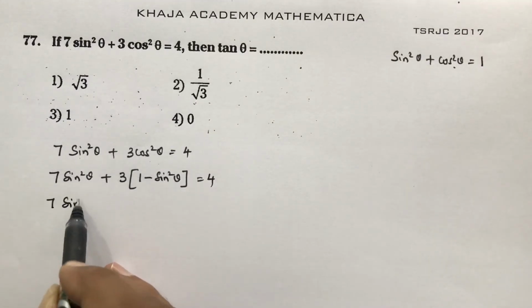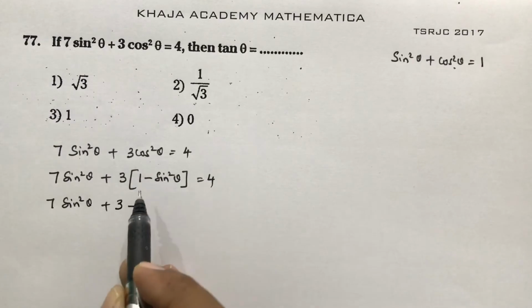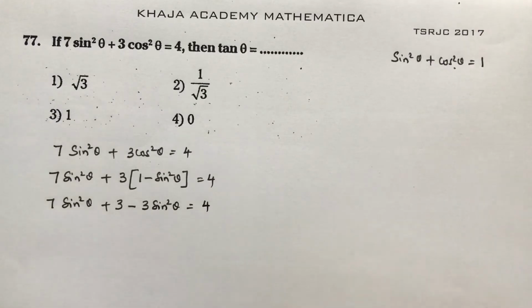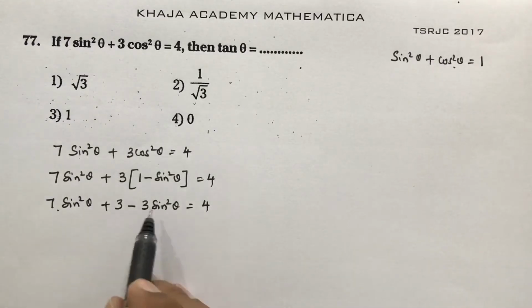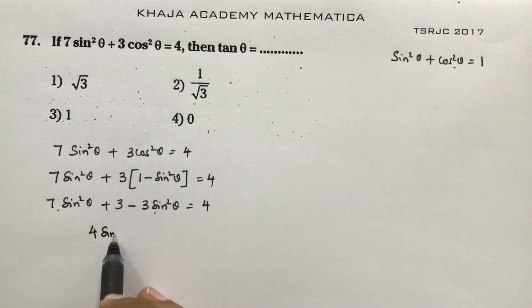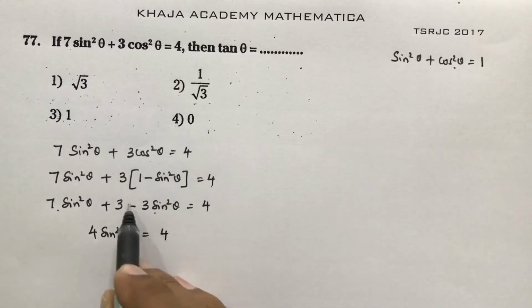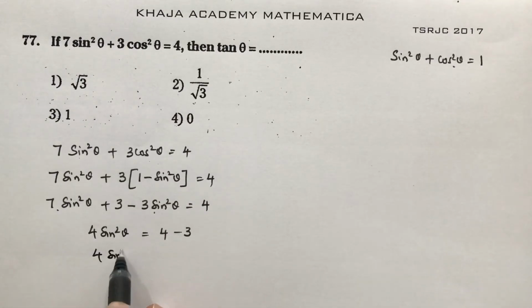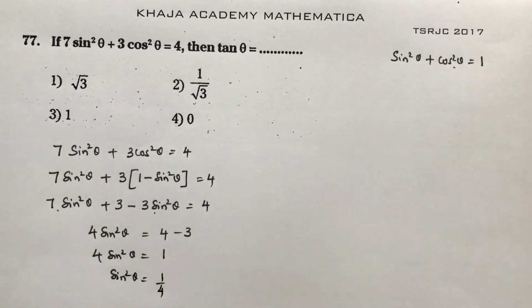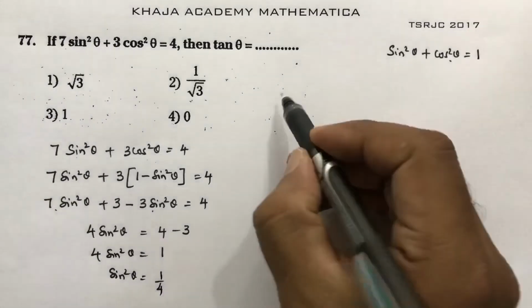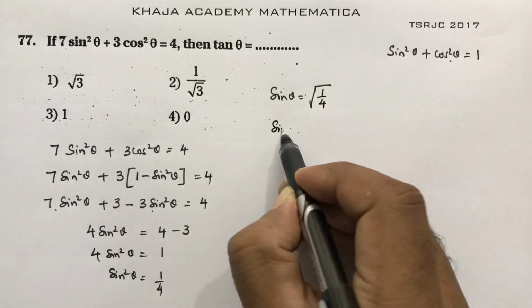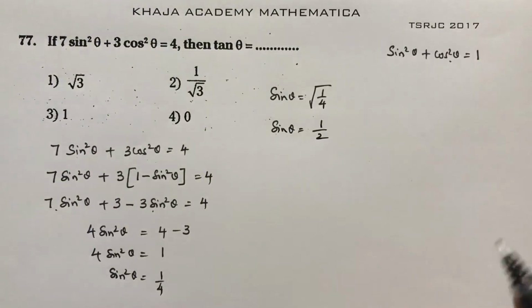So multiplying, 7 sine square theta, 3 times 1 is 3, minus 3 sine square theta equals 4. Now see, 7 sine square theta minus 3 sine square theta is 4 sine square theta equals 4. If I transpose this 3, 4 sine square theta equals 1. Sine square theta equals 1 by 4. So what is sine theta value? Sine theta is under root 1 by 4, so sine theta is 1 by 2.